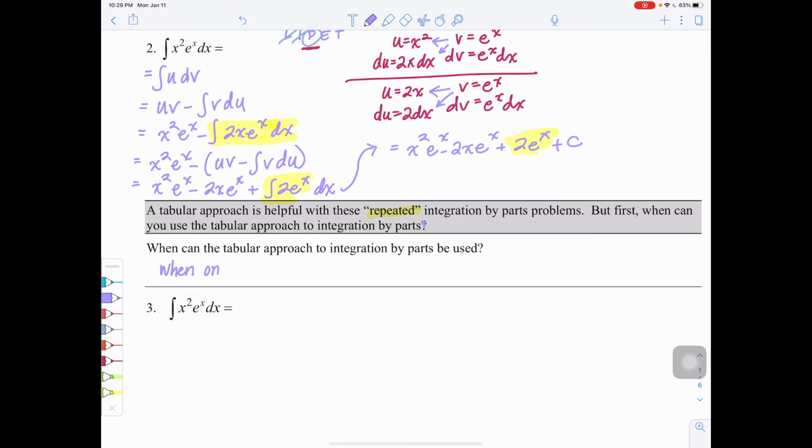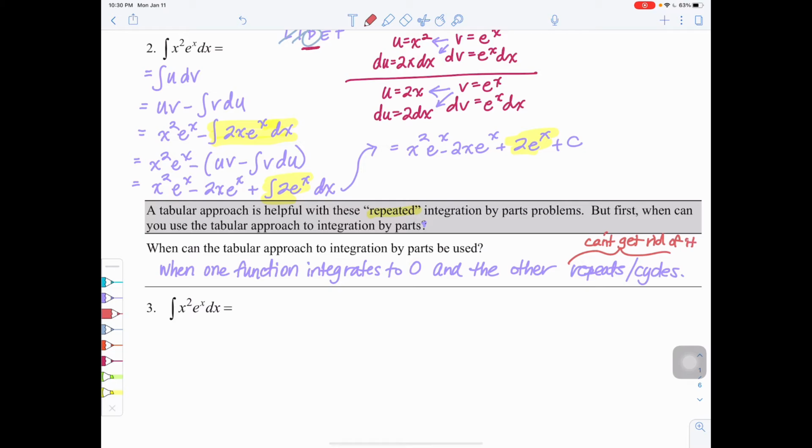When one function integrates to 0 and the other repeats or cycles. In other words, when the other one never goes away. You can't get rid of it. I'm going to actually write that. Can't get rid of it. Kind of funny. Okay, so you know what? Let's just jump right in.